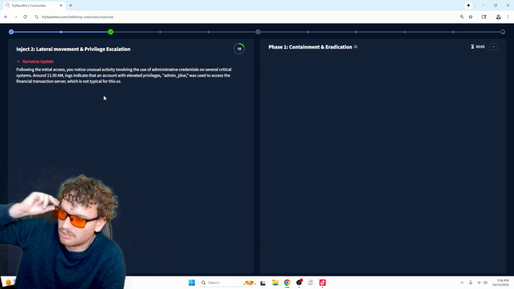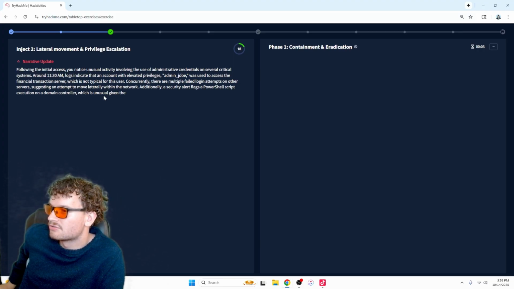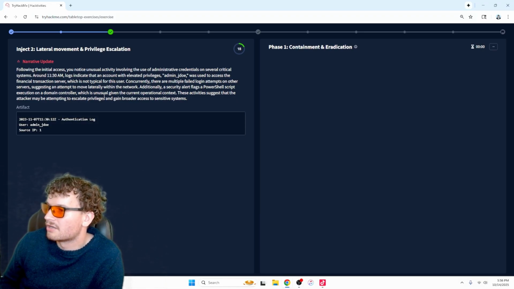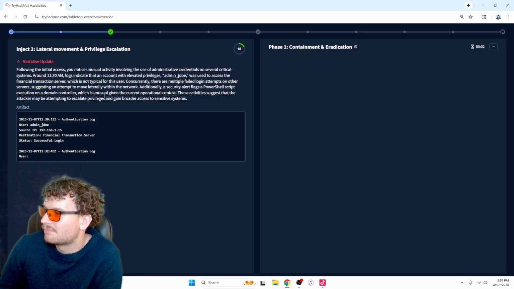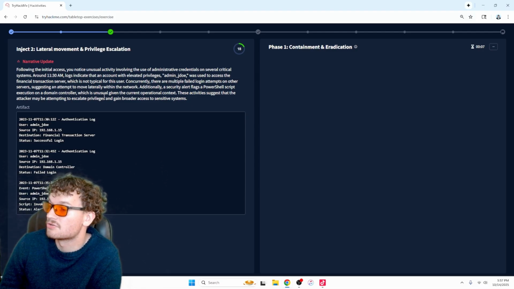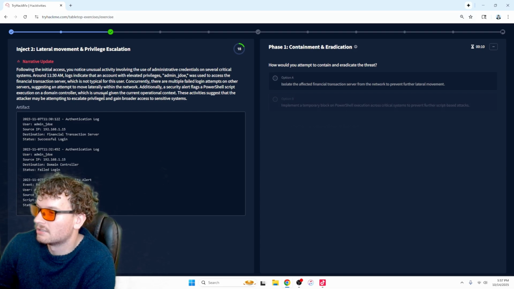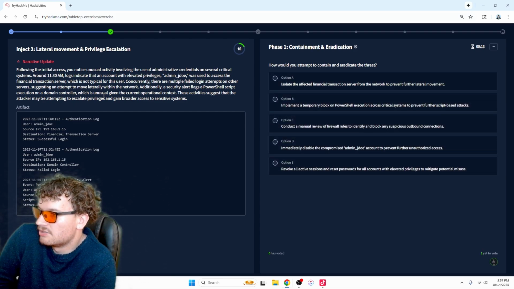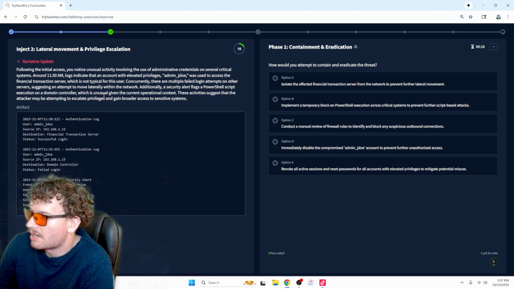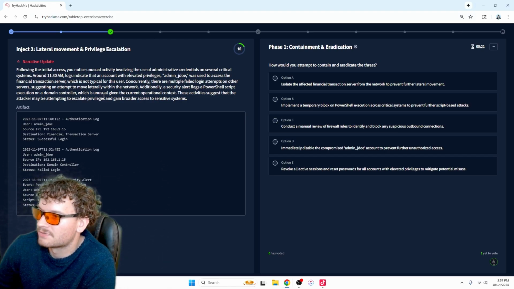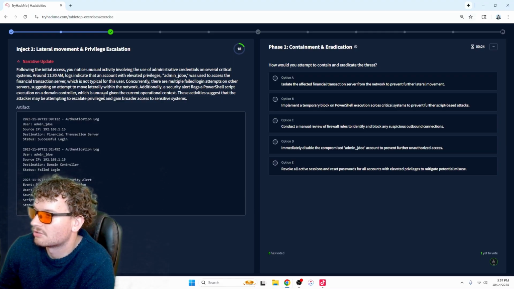Okay, so we got another scenario update. Use of administrative credentials on several critical systems. Logs show an account with elevated privileges, admin JDO, was used to access the financial server. Not typical for the user, so that's one of the things we've got to know about, because if a user is not doing stuff that's within their job functions, chances are that account is compromised. Additionally, a security alert flags a PowerShell script execution on the domain controller, which is unusual given the current operational context. That kind of points back to the user as well. The attacker may be attempting to escalate privileges and gain broader access to sensitive systems.